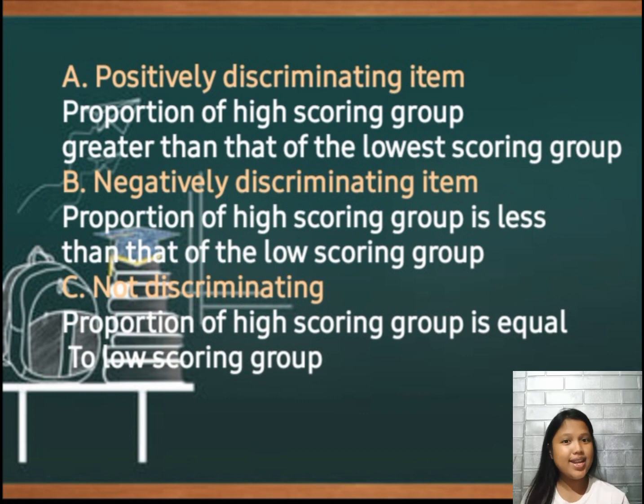Let's proceed to the not discriminating item. A not discriminating item is also called a neutral discriminating item. It is a test item that does not differentiate the high scoring group and the low scoring group. Therefore, the proportion of the high scoring group and the low scoring group are equal. So that's for the three different discriminating items.